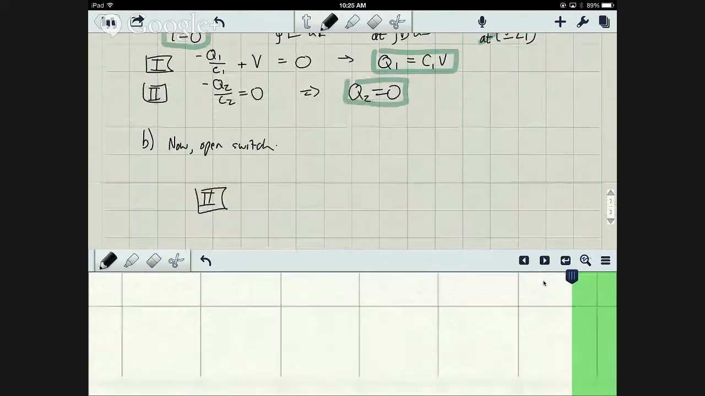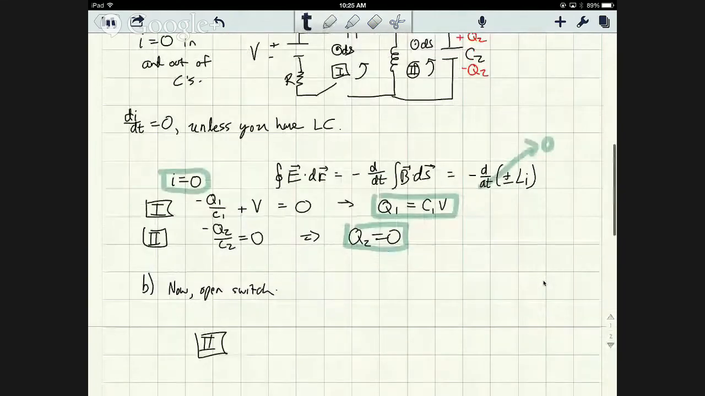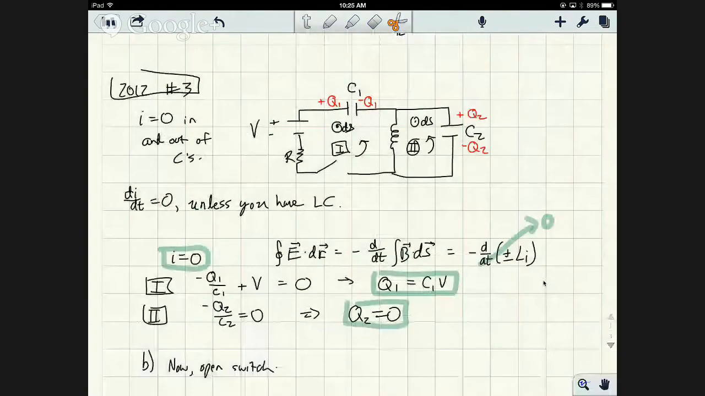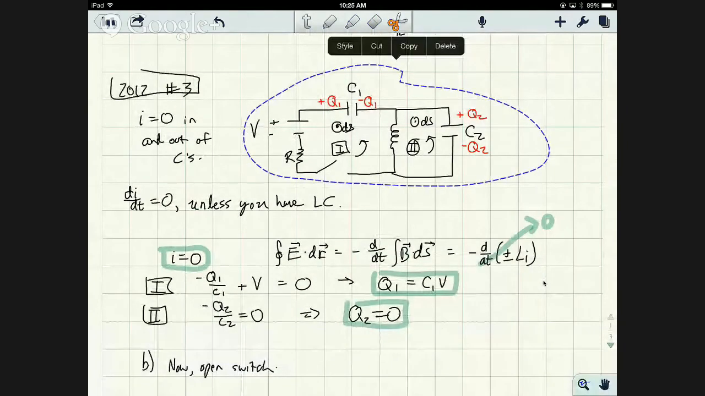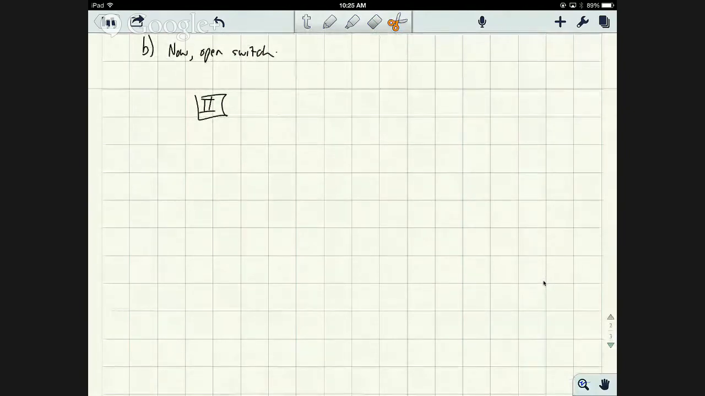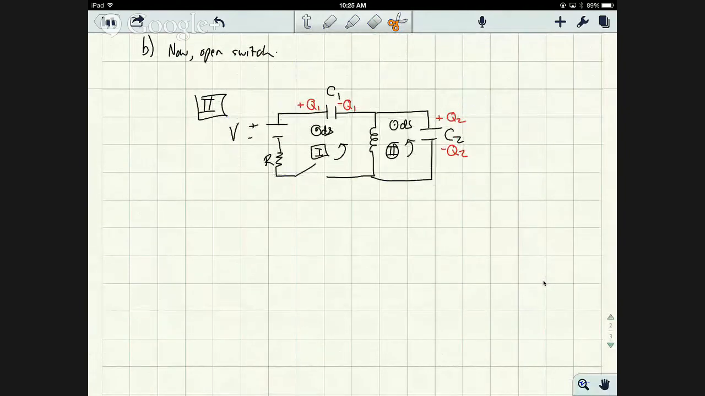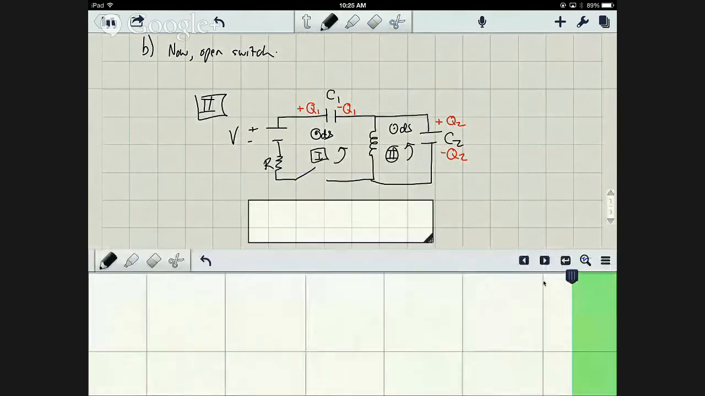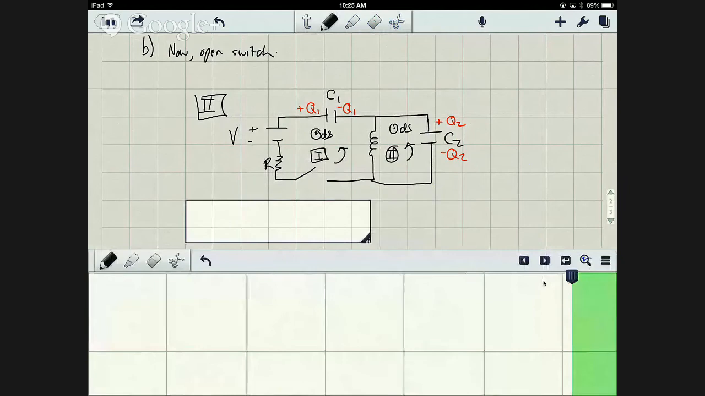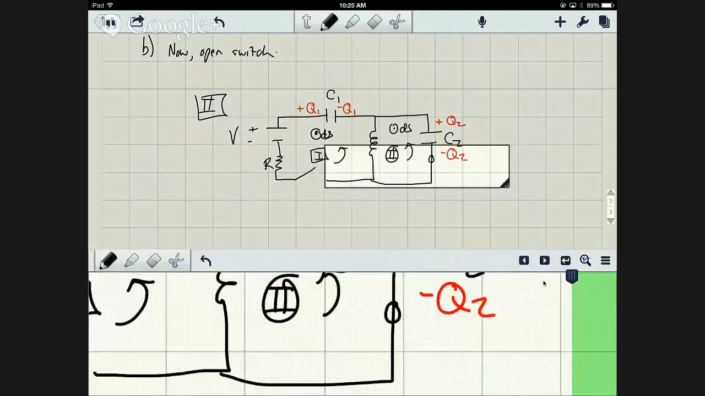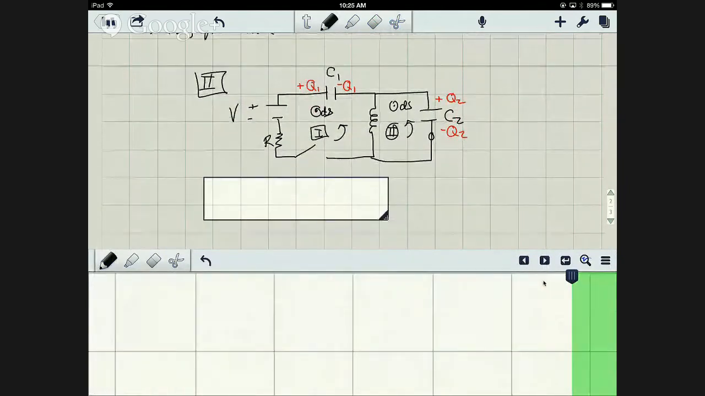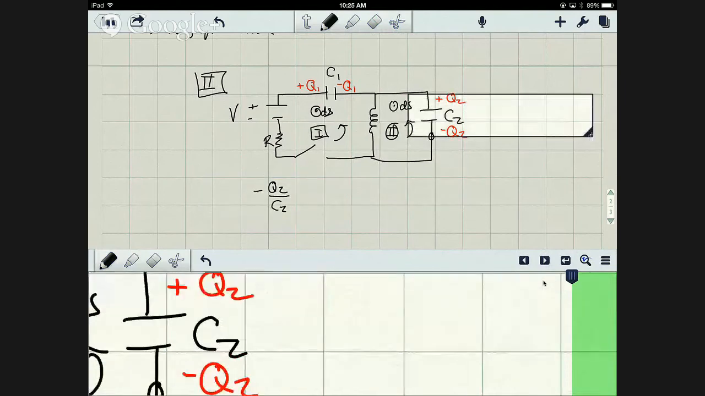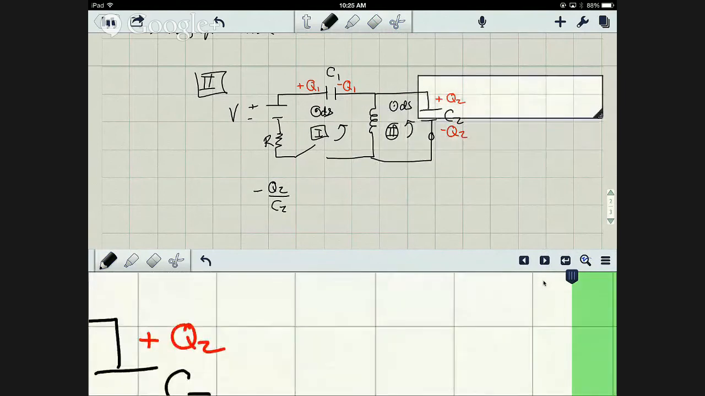Let's pull down that diagram so I can see what I'm integrating around. Kind of paranoid the screen's going to go down or something's going to break. Okay, so let's integrate around loop 2 here. Let's start here and go around. The first term we're going to get is negative Q2 over C2.